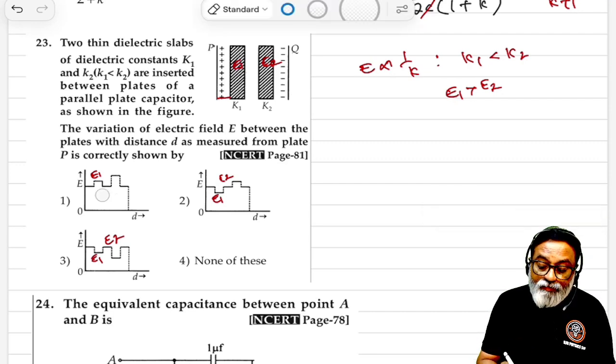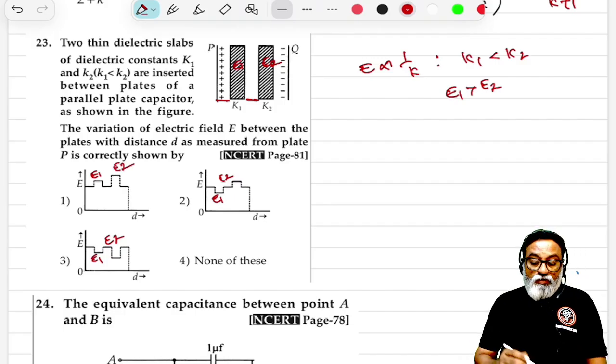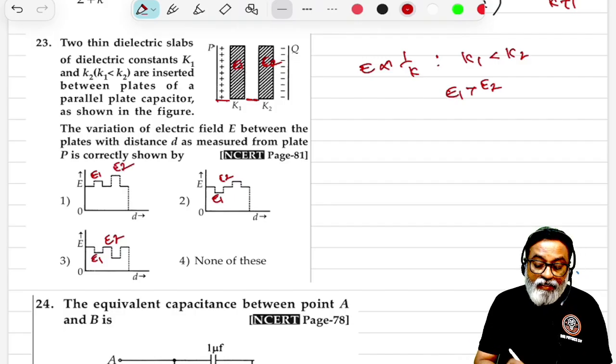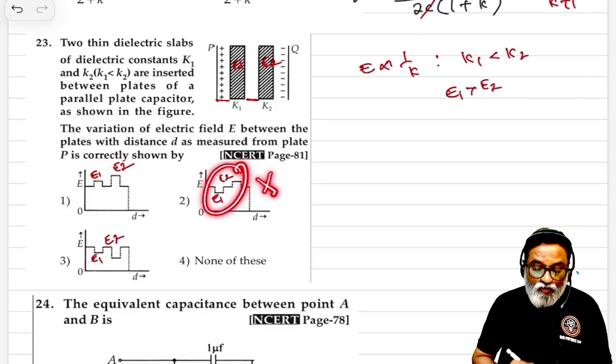Not this, this is E2. Why? Because here is uniform field, and after that intensity decreases, here also uniform. Therefore, this is E2. But here E1 less than E2, this is wrong. Here also E1 less than E2, this is wrong.